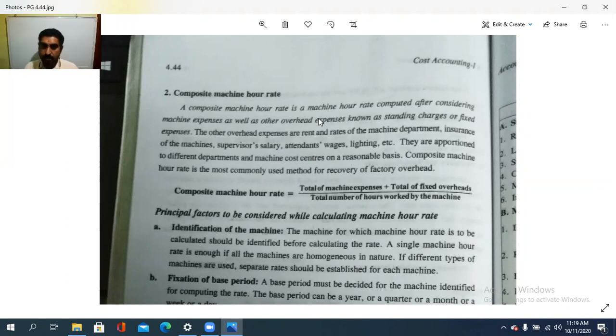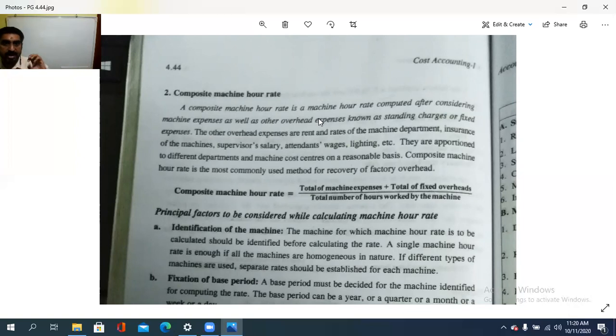So the fixed expenses as well as the machine expenses together, their total is divided by the total number of hours worked by the machine. Therefore, composite machine hour rate is equal to total of the machine expenses plus total of the fixed overheads or fixed expenses, divided by total number of hours worked by that machine. That is the composite machine hour rate.